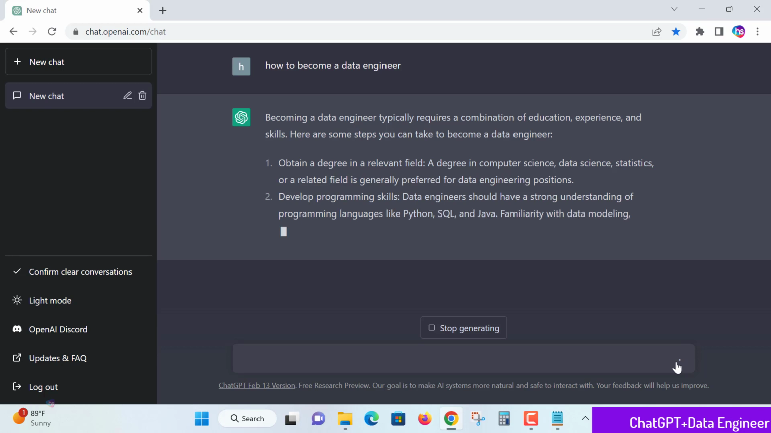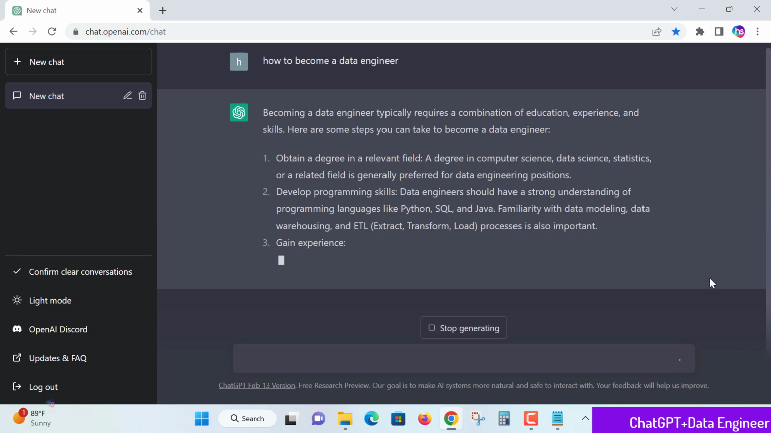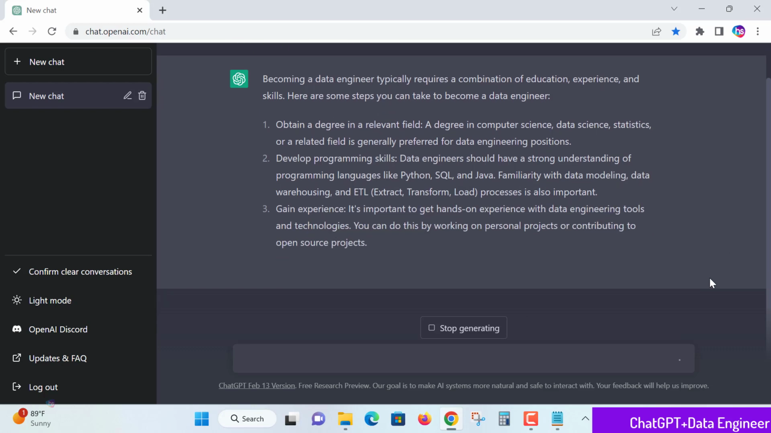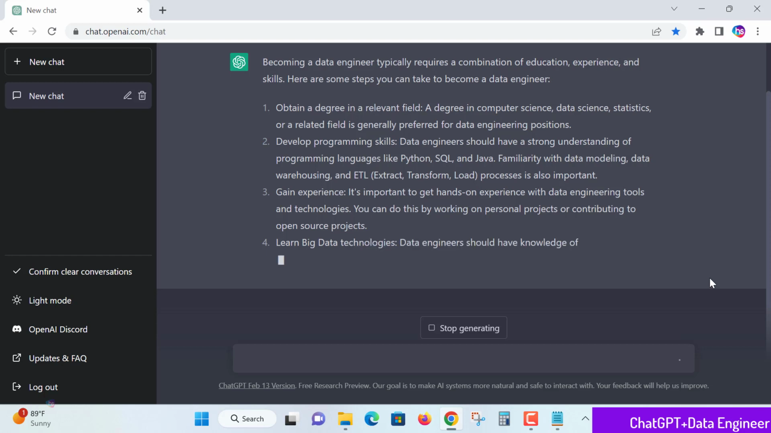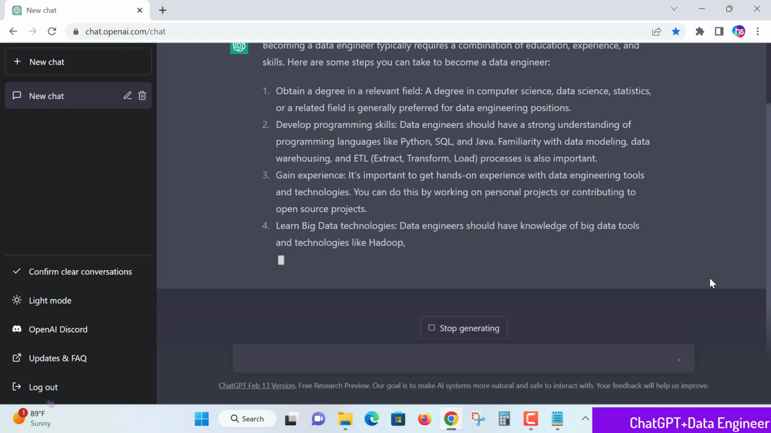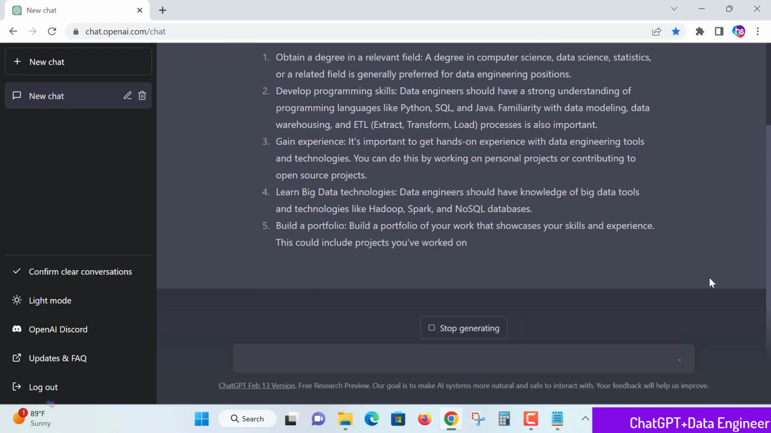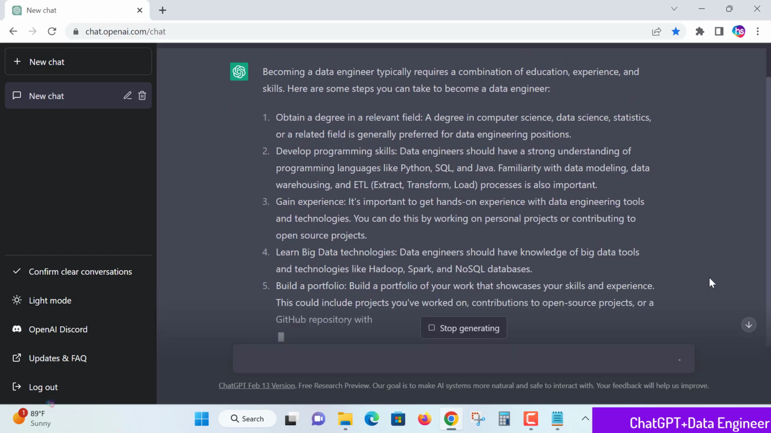So let's see. Becoming a data engineer typically requires a combination of education, experience and skills. Here are some steps we need to take to become a successful data engineer. So we'll see the suggested steps one by one now. So see, obtaining a degree relevant to computer science, data science, statistics is generally preferred for data engineer positions nowadays in the industry.